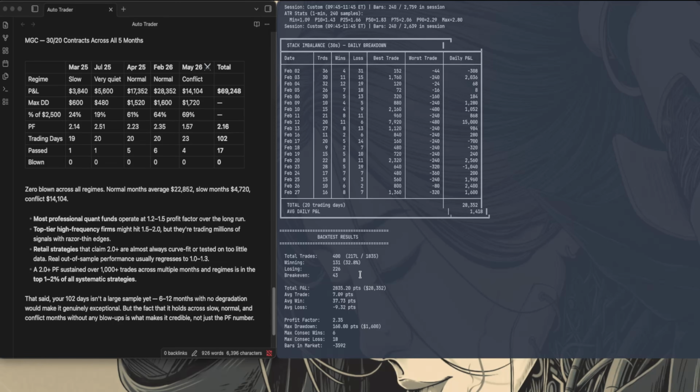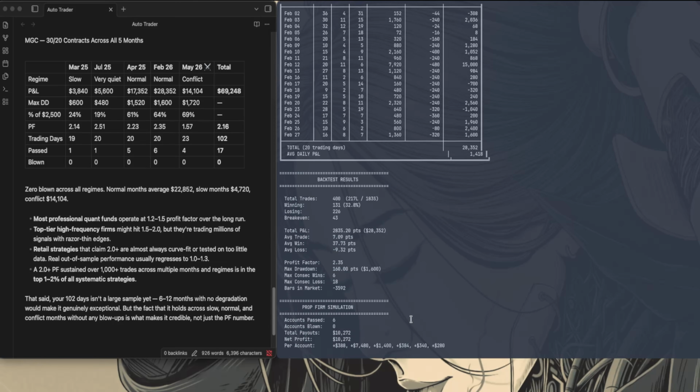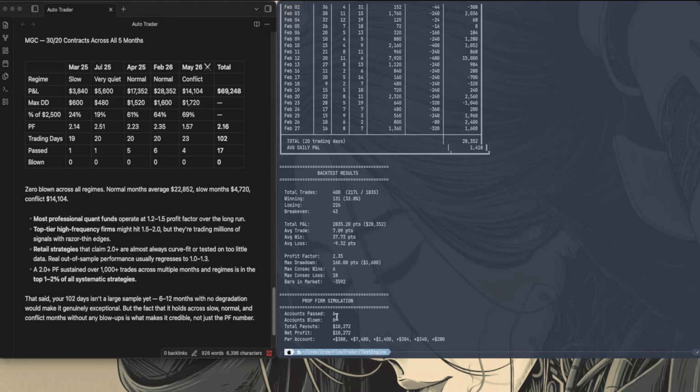So that was 28,000. This right here, average win, 37 points. Average loss was 9 points. Okay. The drawdown was 1,600. Accounts passed, 6. Now, if you had 5 accounts, you have this running on 5 accounts each day, and you rotate them, you would have like 30 accounts passed. You'd have like 30 funded accounts in 1 month.